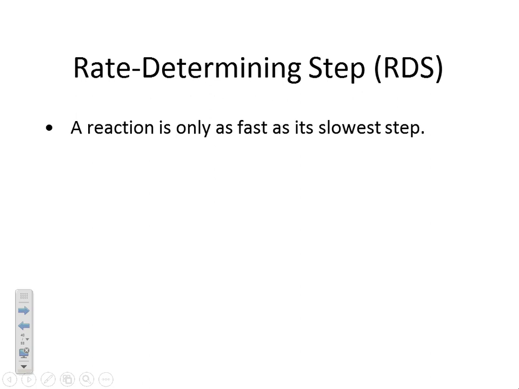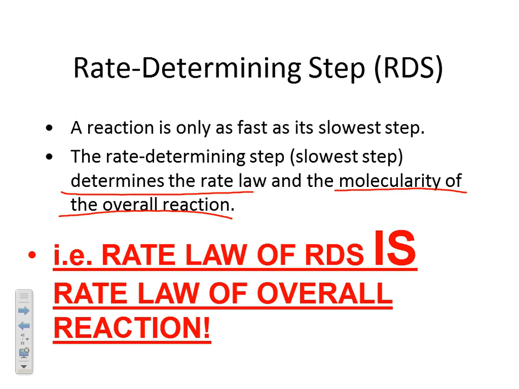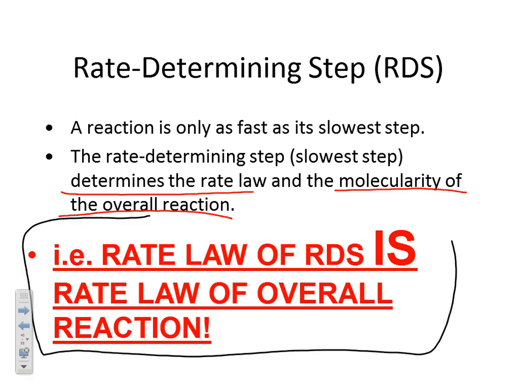Now, rate determining step, which I'm going to abbreviate as RDS. A reaction is only as fast as its slowest step. This is very much like, you're only as strong as your weakest link. That's the idea: a reaction's overall rate is limited by its slowest step, meaning its slowest step essentially controls the overall rate of the entire process. The rate determining step, the slowest step, determines the rate law and the molecularity of the overall reaction. Putting this another way, and this is the big fat point about reaction mechanisms, the rate law of the slowest step, i.e. your rate determining step, is the rate law of the overall balanced chemical equation.